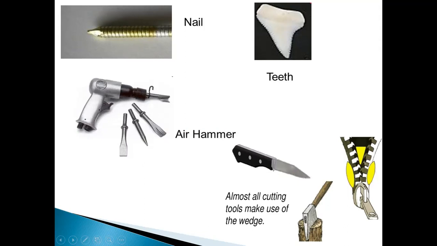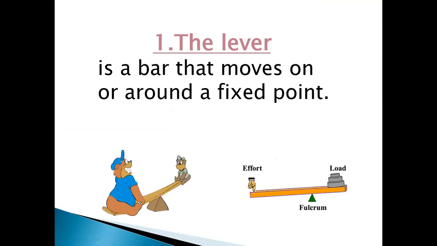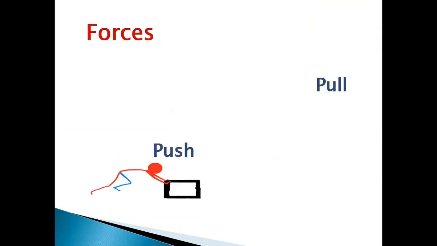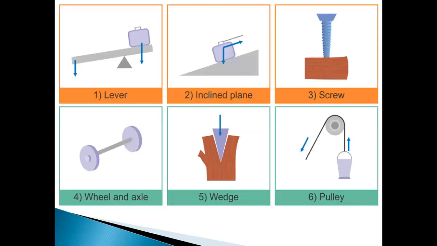Okay? The last type of simple machine is the screw. Of course, we know the screw. It's an inclined plane winding around. Okay, so we have finished now. What does it mean by forces, which is push and pull? Simple machines are just tools that help people to do work. It makes their lives easier. Those are the simple machines: lever, inclined plane, screw, wheel and axle, wedge, and the pulley.